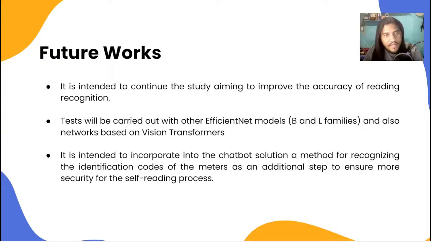As future work, it is intended to continue the study aiming to improve the accuracy of reading recognition. Tests will be carried out with other EfficientNet models, B and L families, and also networks based on visual transformers. It is intended to incorporate into the chatbot solution a method for recognizing the identification codes of the meters as an additional step to ensure more security for the reading process.